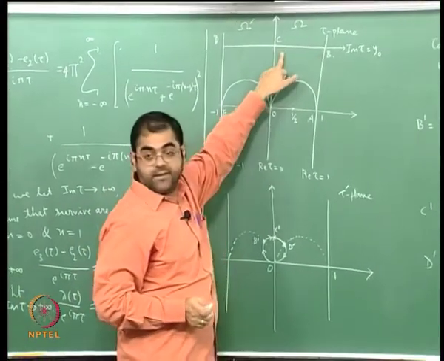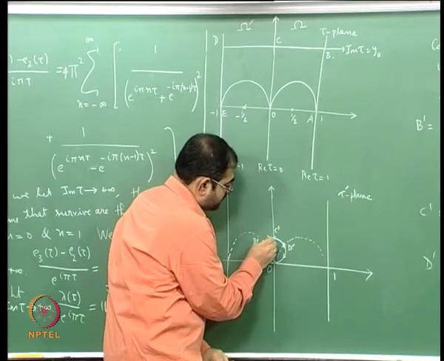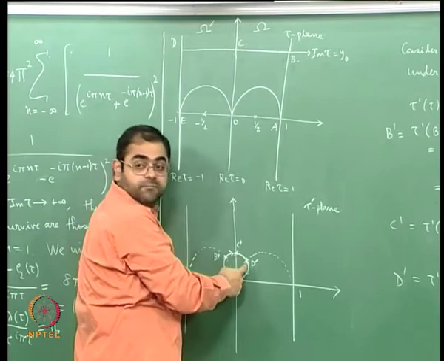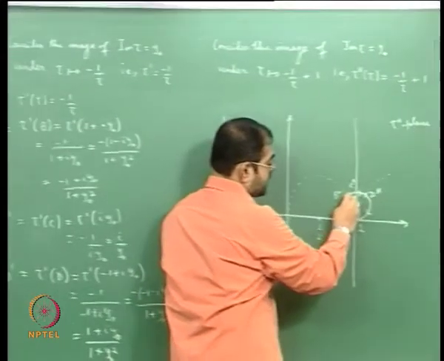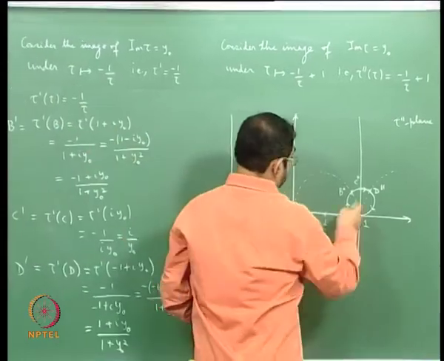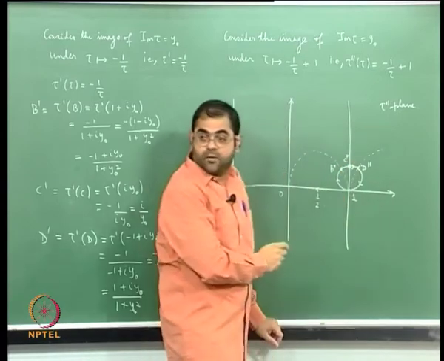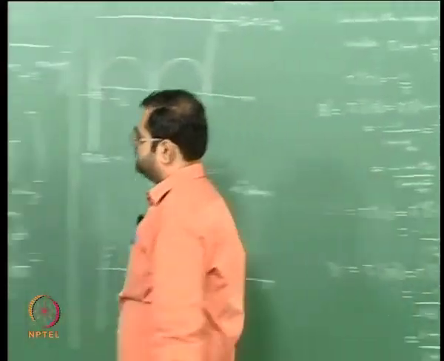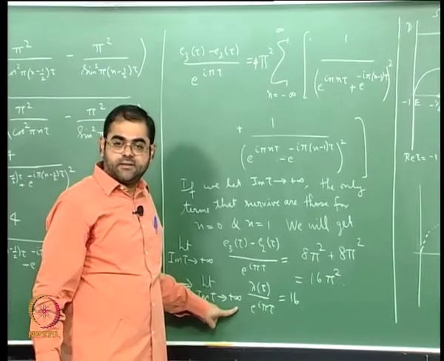So the point I want you to understand is that if you go from B to C in the tau prime plane, I will get this portion of the arc from B prime to C prime. If you go from C to D, I will get this portion of the arc from C prime to D prime. If you go from B to C in the tau double prime plane, I will get this portion of the arc from B double prime to C double prime. And if I go from C to D, then in the tau double prime plane I get this portion of the arc from C double prime to D double prime, alright. So I will use this now, in conjunction with this estimate.